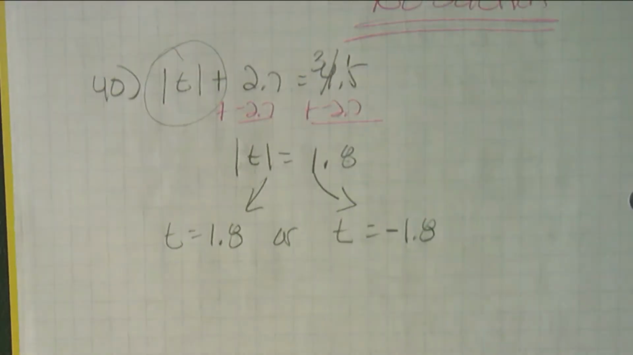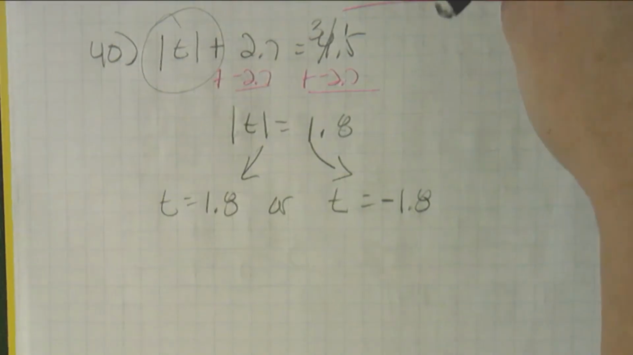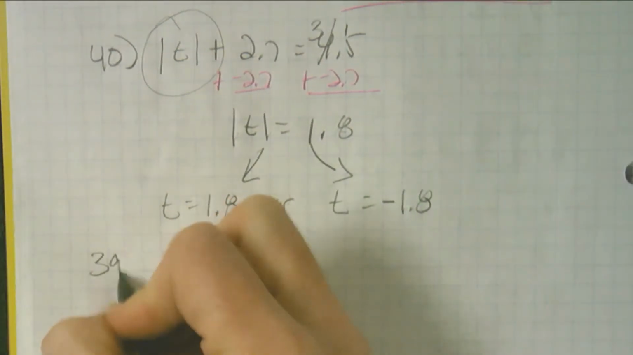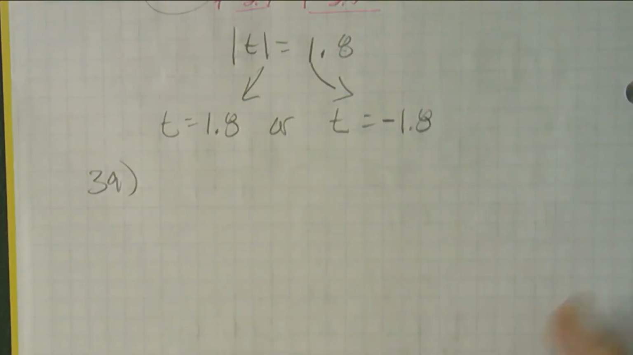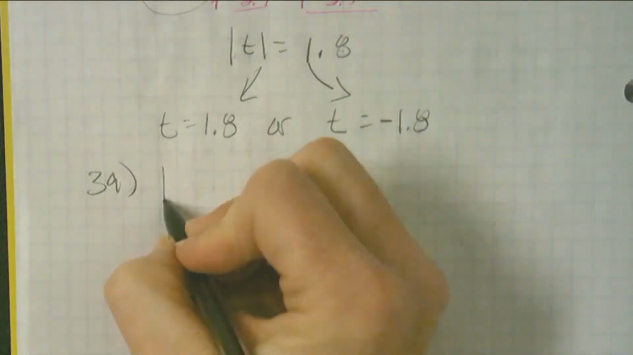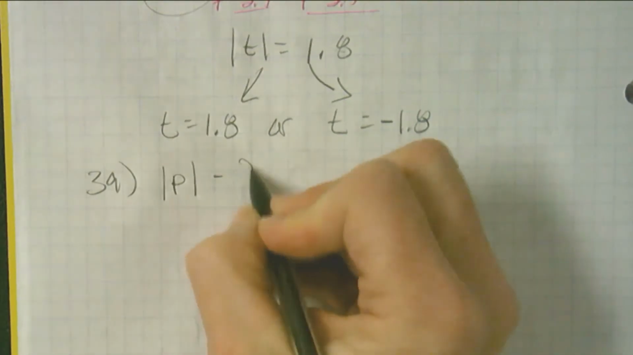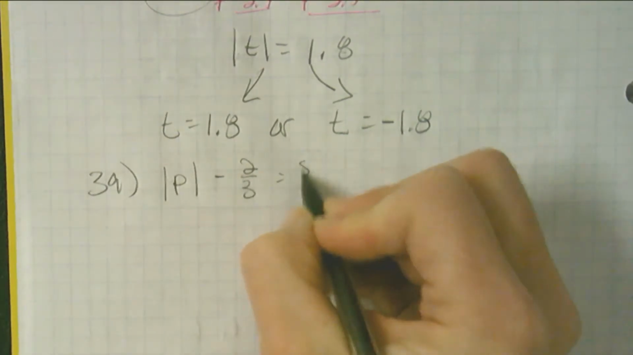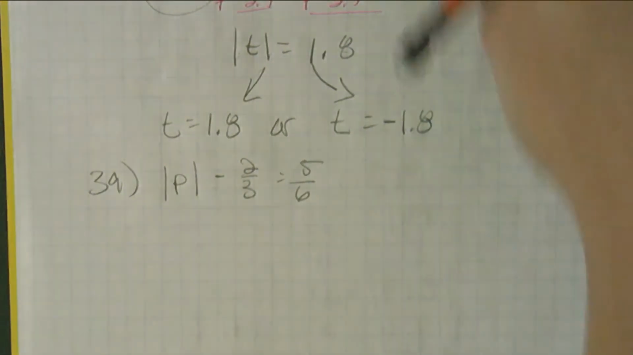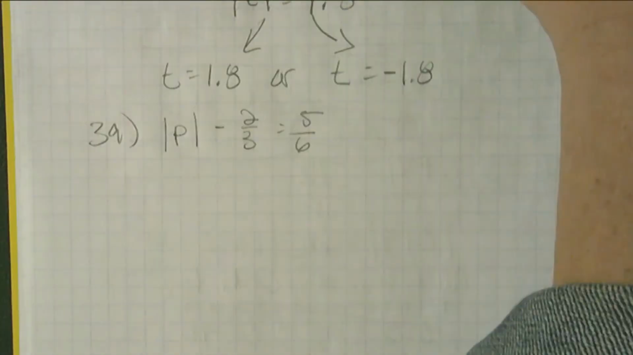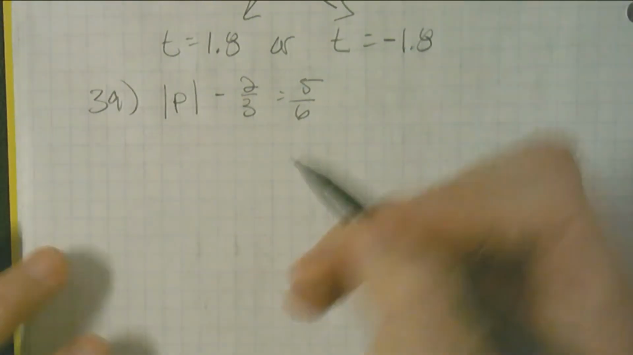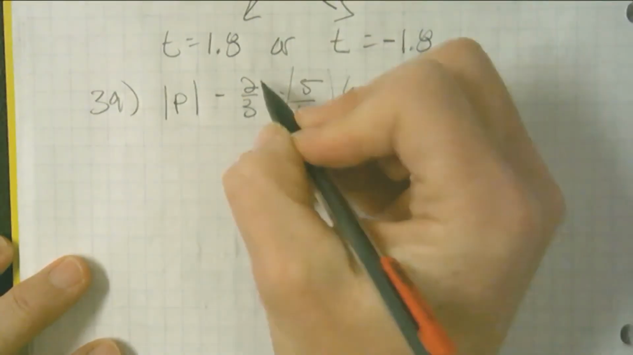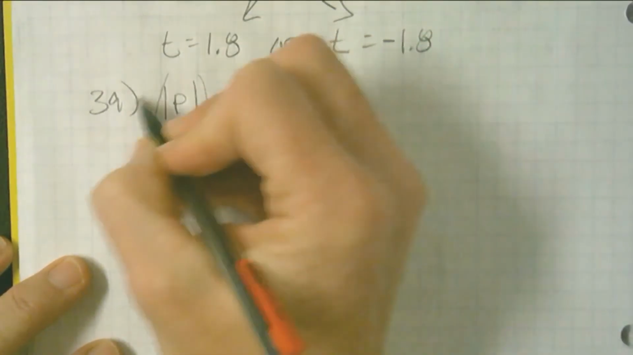What else can I do for you guys? Peter. All right, let's take a look at 39. 39 said, I have the absolute value of p minus 2/3 is equal to 5/6. All right, it is possible, Victoria did this, it is possible to do clearing fractions here. All right, so if I cleared fractions, I'm going to multiply everything by 6.